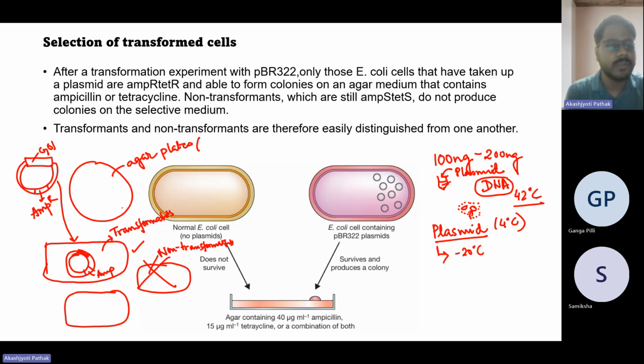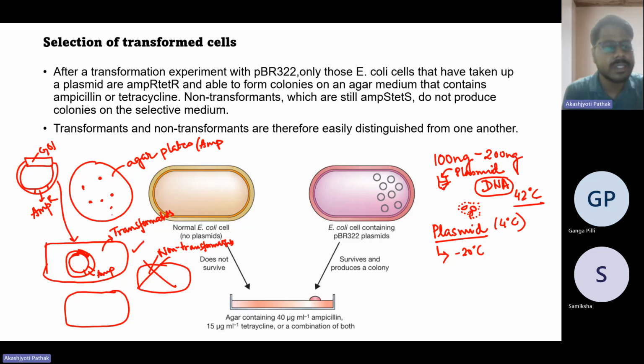Because this bacteria has the ampicillin resistance gene, if you plate these bacteria on agar plates containing ampicillin media, then only these type of bacteria will grow. So you will get colonies.